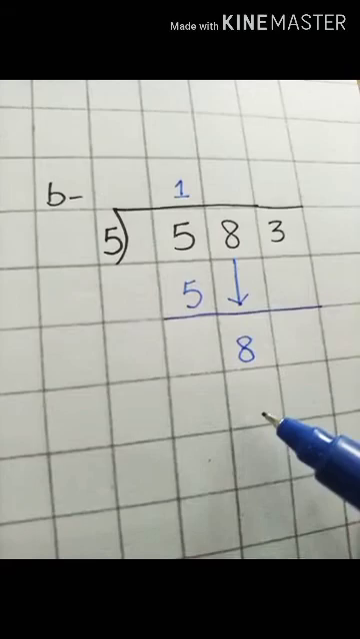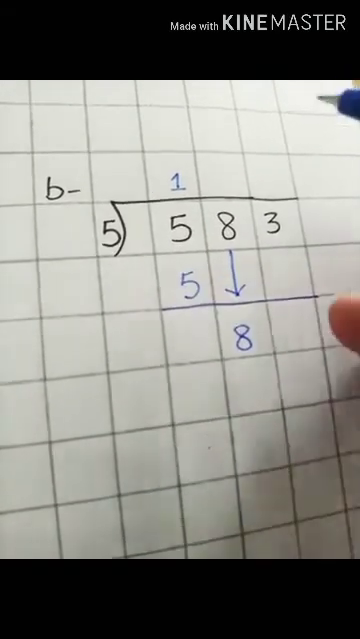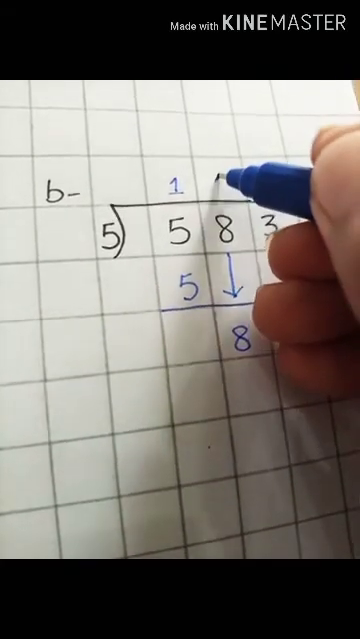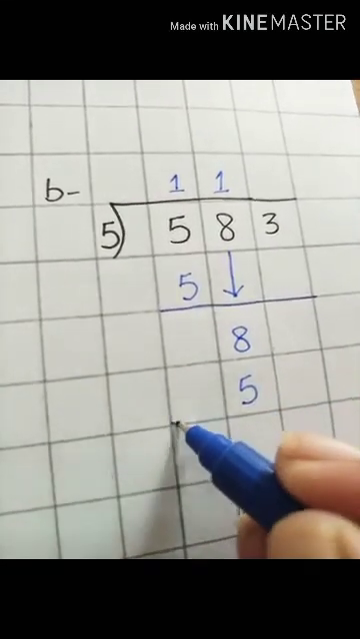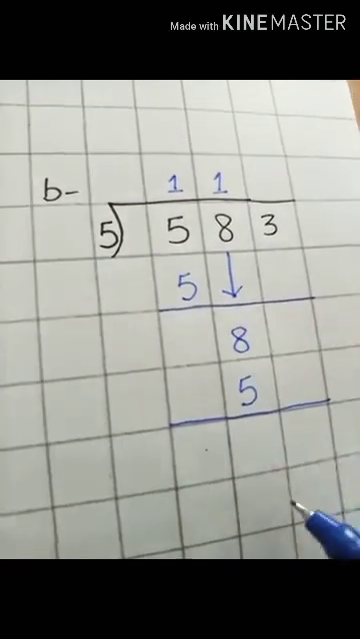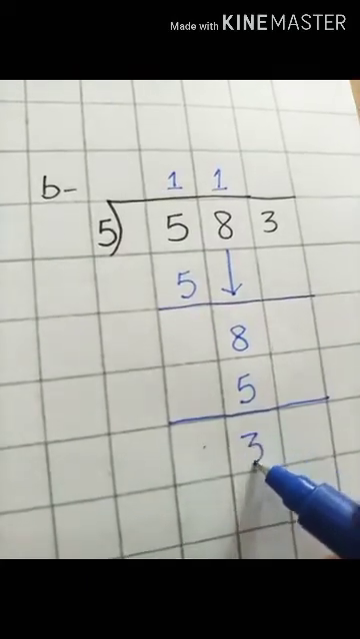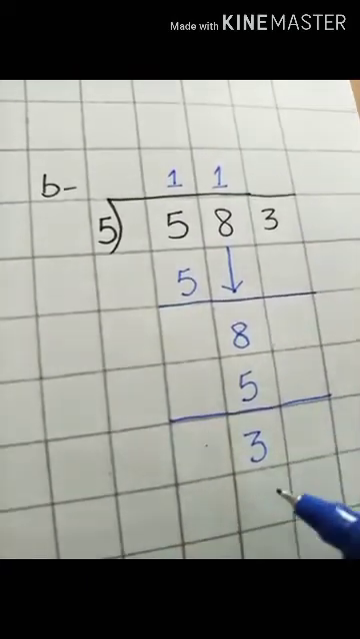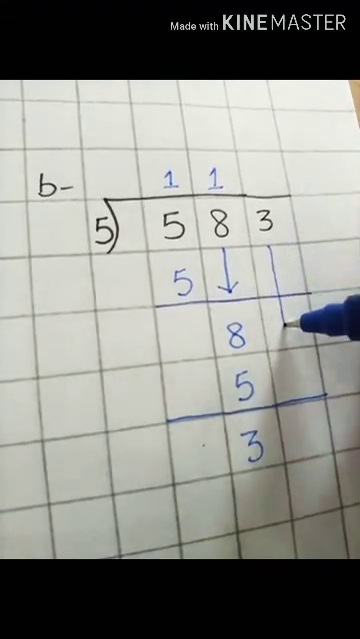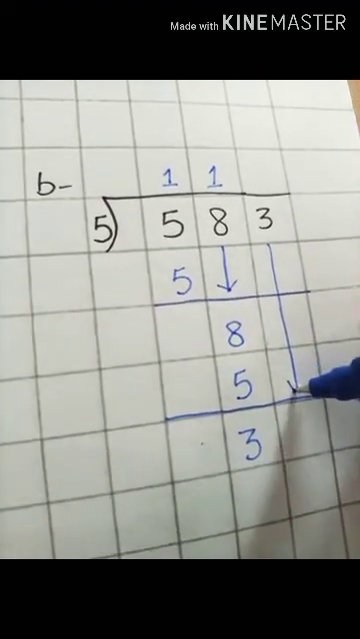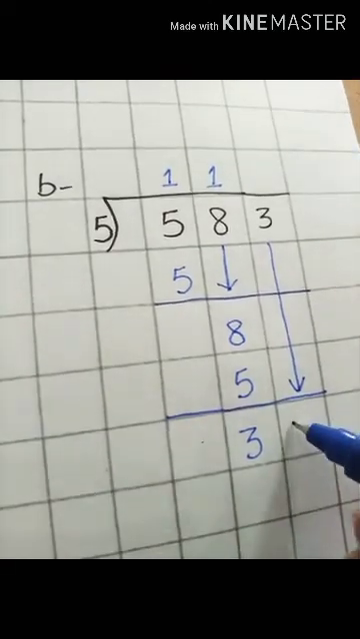5 ones are 5, 5 twos are 10. 10 is bigger. I can't write the 10 here. I will have to write 5 ones are 5 again. So students, next step is subtraction again. 8 minus 5 is 3. Here I am writing the number 3. 3 is smaller than my divisor, so I will have to take this 3 down here. And my number will become 33.